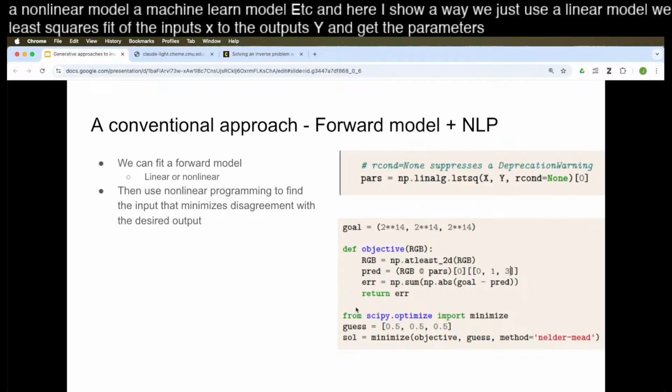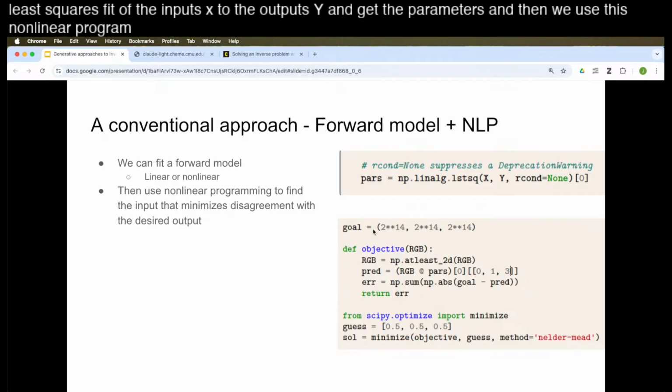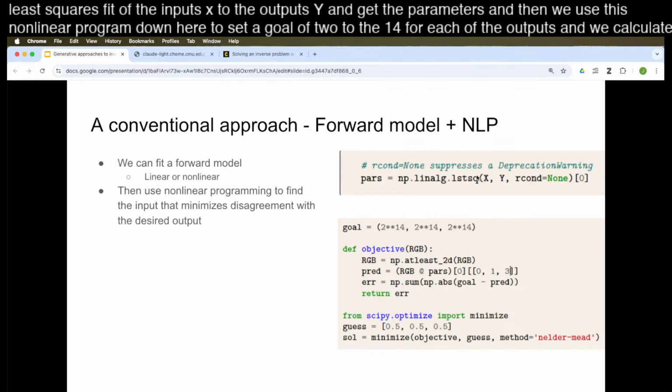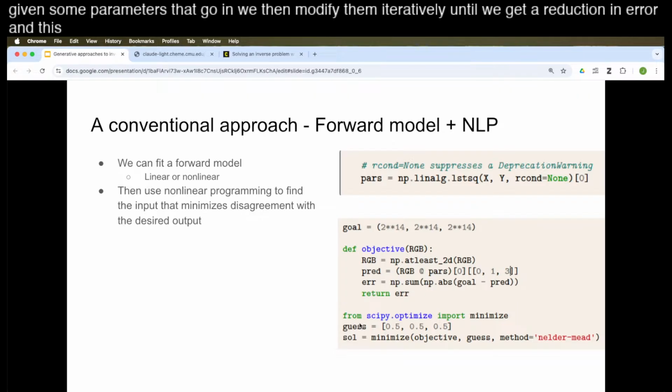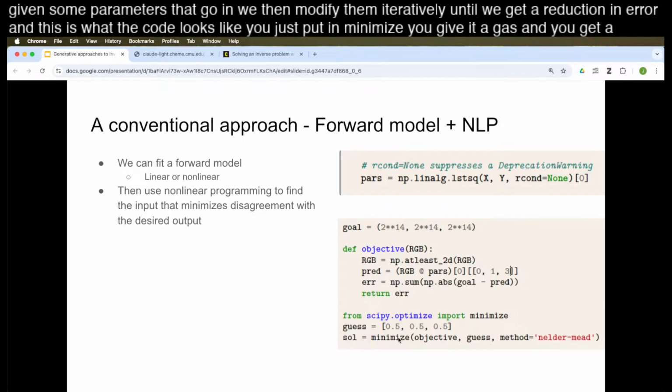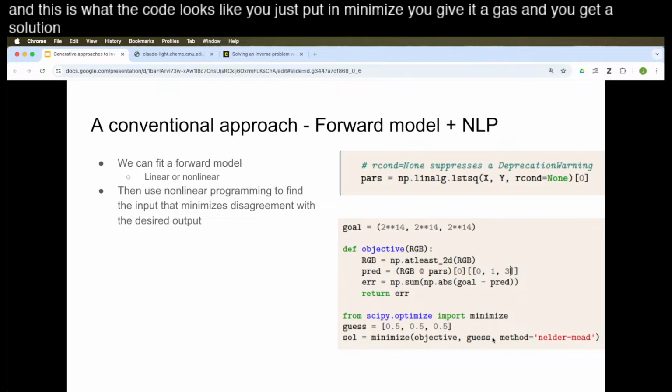And then we use this nonlinear program down here to set a goal of 2 to the 14 for each of the outputs. And we calculate, given some parameters that go in, we then modify them iteratively until we get a reduction in error. And this is what the code looks like. You just put in minimize, you give it a guess, and you get a solution. And I use a Nelder-Mead method here. It's a simplex method that converges in this case pretty well.